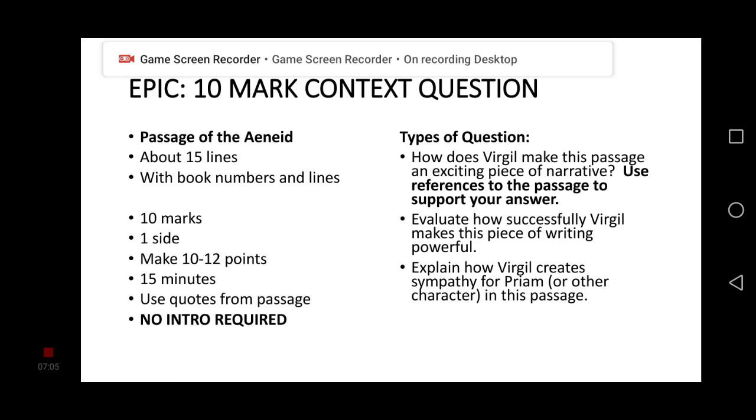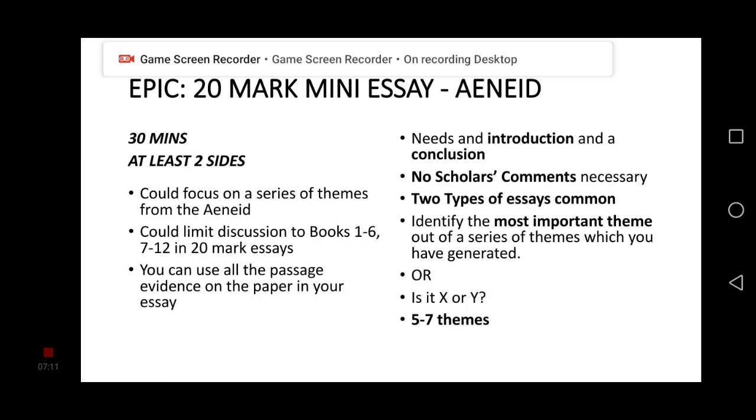A possible question might be, explain how Virgil creates sympathy for King Priam of Troy, or another character in this passage. The 20-mark mini-essay of the Aeneid should be at least 2 sides. You've got 30 minutes for it. It could focus on a series of themes from the Aeneid. It could limit discussion to the first half, the second half of the Aeneid, or a certain number of books. You can use all the passage evidence in the paper in your essay.